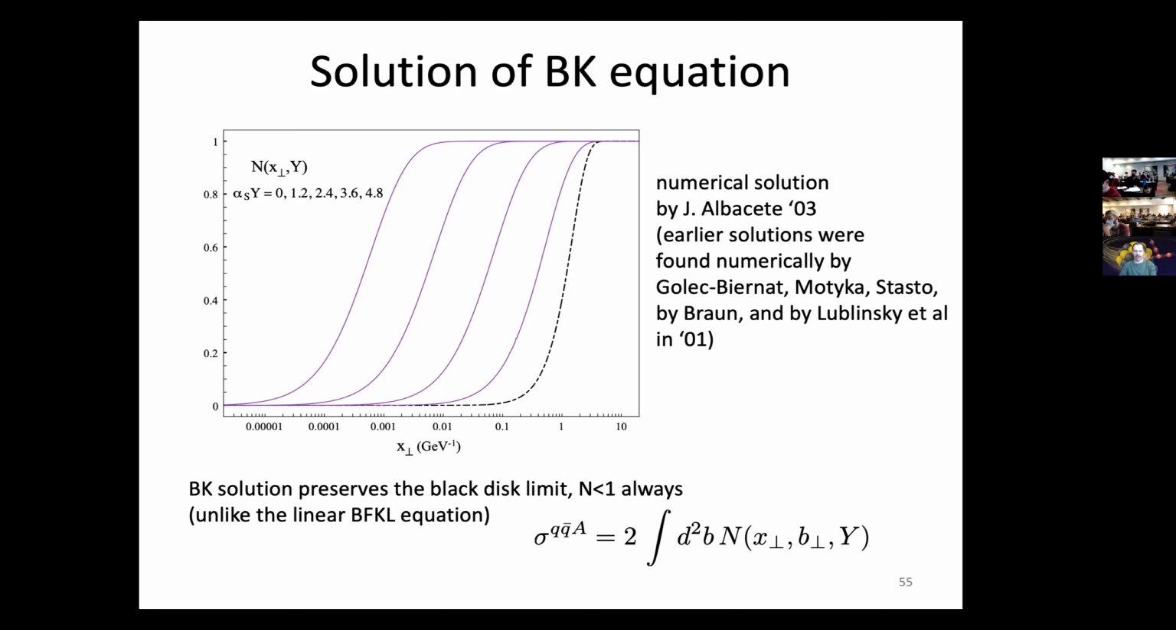So here is a numerical solution. And this is the dipole amplitude again, N, as a function of x perp. This is not a sketch I did by hand, but actually a plot done by people much more numerically astute than me.